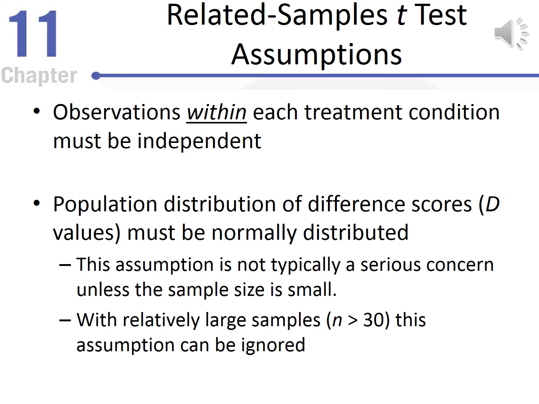Also, the population of difference scores must be normally distributed. This is more theoretical than literal in almost all cases. If you're worried about it, we just need to have larger sample sizes. So n equal to or greater than 30 should alleviate this concern.